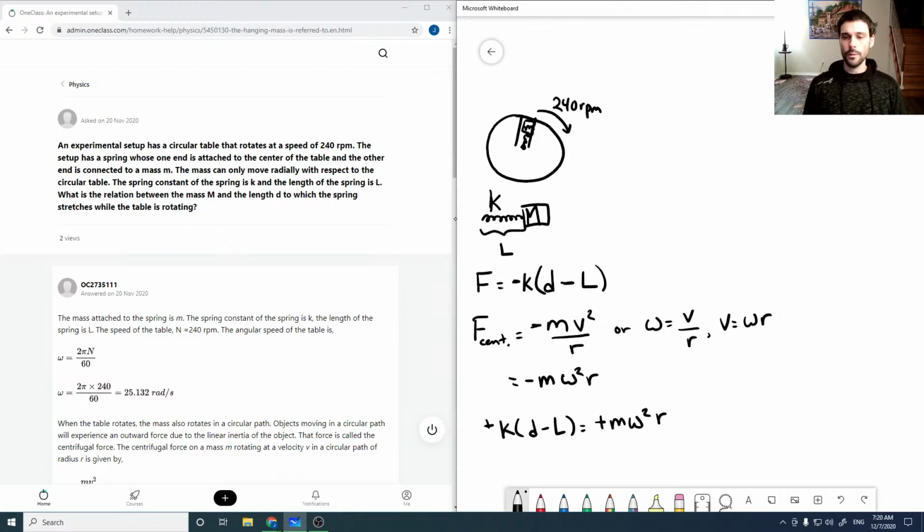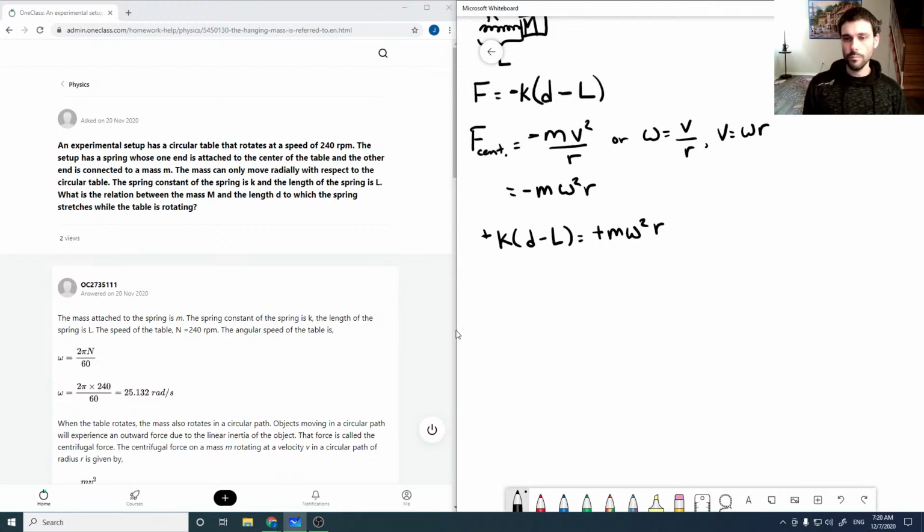Canceling signs. Now the r here is the radius at which the mass is rotating, which we're given in the problem is just d. So we can put that in. K d minus L is equal to m omega squared d. And it wants us to find a relation between the mass m and the length d to which the spring stretches, I assume the length d in terms of the other terms. So we have k d minus kl is equal to m omega squared d.